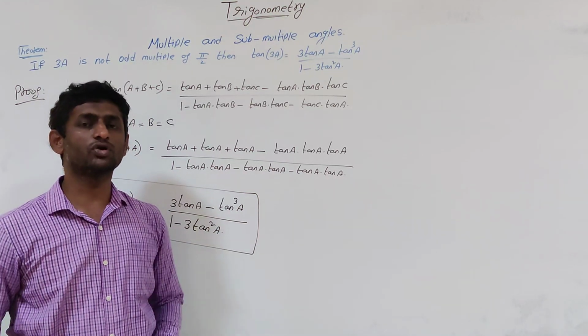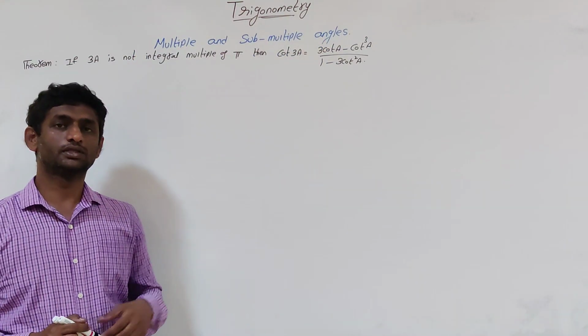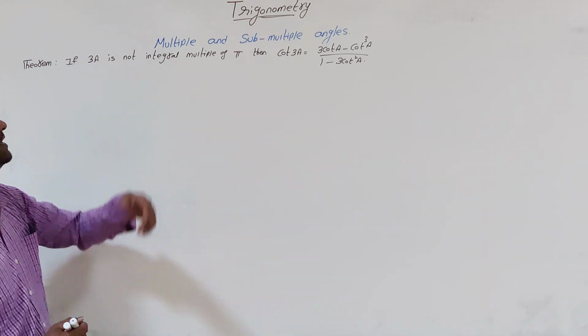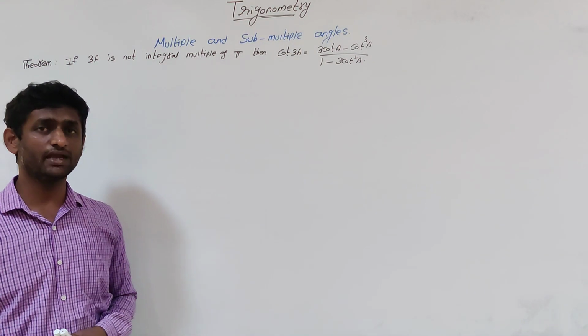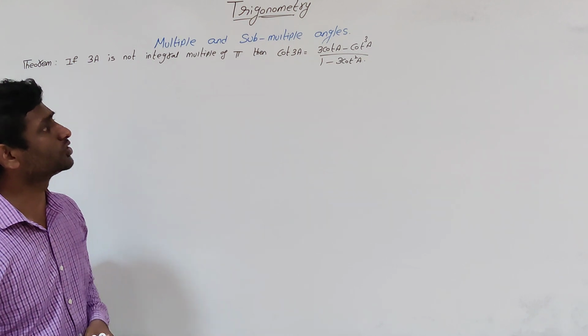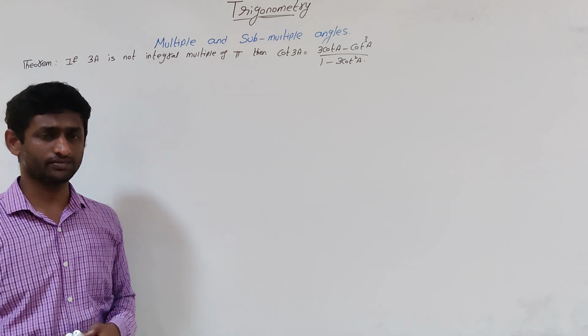Next we'll go for cot 3A. So the theorem is, if 3A is not an integral multiple of pi, then cot 3A is 3 cot A minus cot cube A by 1 minus 3 cot square A. So we'll see the proof.